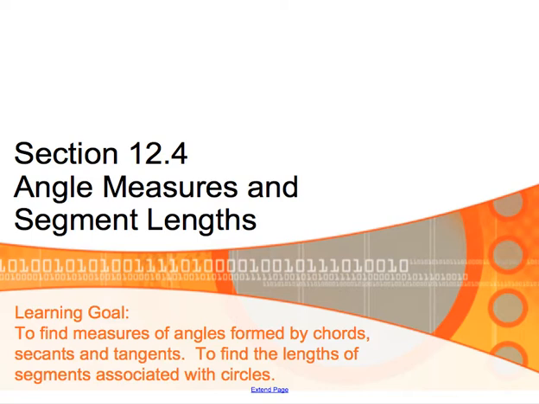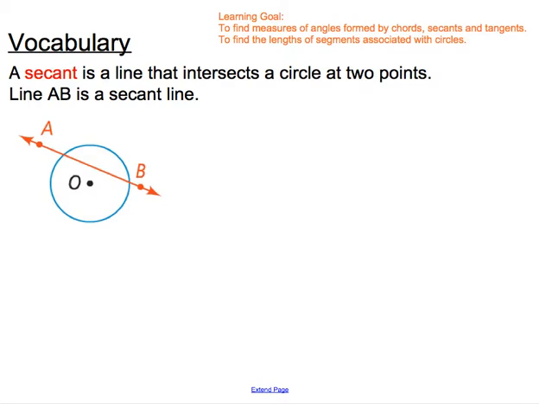We've talked about tangents already. A tangent line is a line that touches a circle at exactly one point. We've talked about chords. Chords are segments whose endpoints are on the circle. And so we need the definition of a secant. A secant line is a line that intersects a circle at 2 points. So in this case, we have an example of a secant line, line AB.